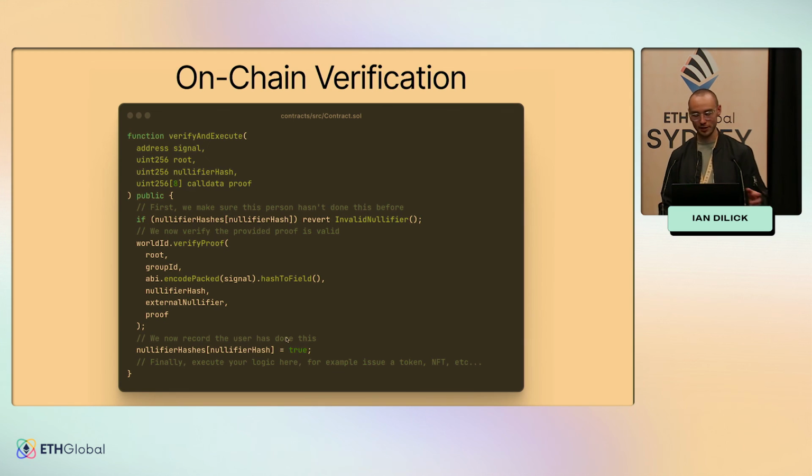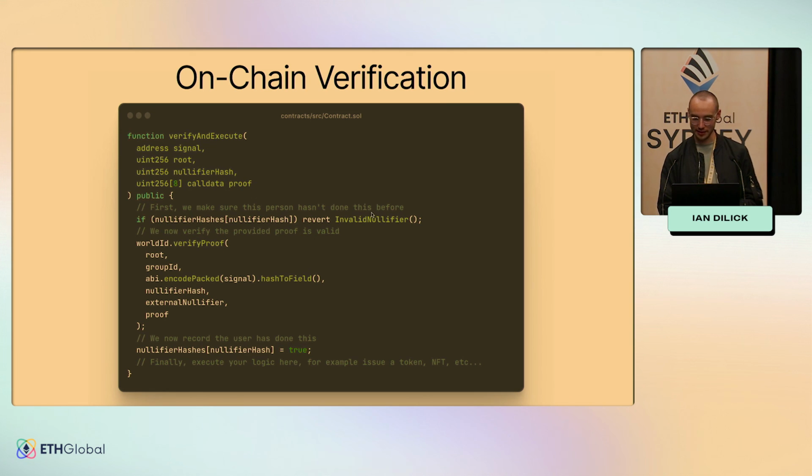So then, in your smart contract, you'll have the function that gets called to actually verify the proof and do whatever it is that the user wants to do. For this, you can take in the signal, the root, the nullifier hash, and the proof. And the first thing we do here is check to make sure we haven't seen that nullifier hash before. That's because we have to implement the sybil resistance in our own smart contract.